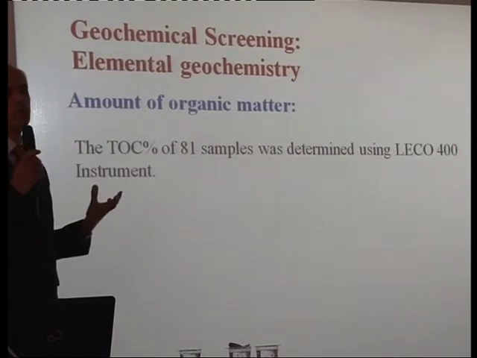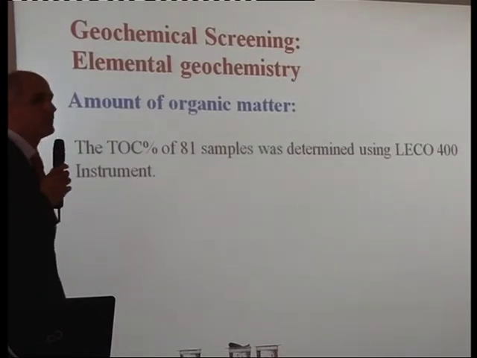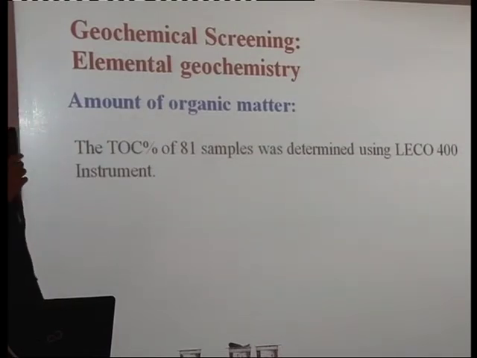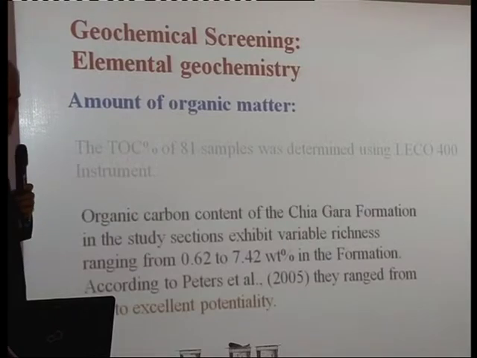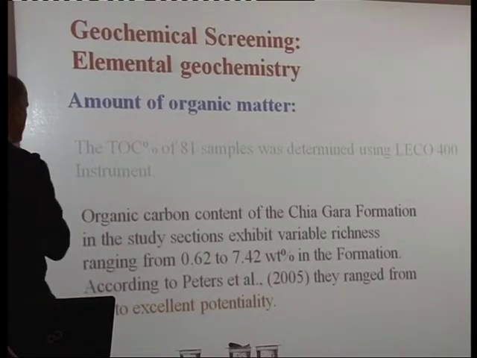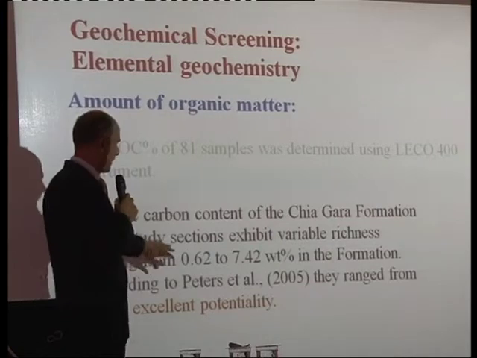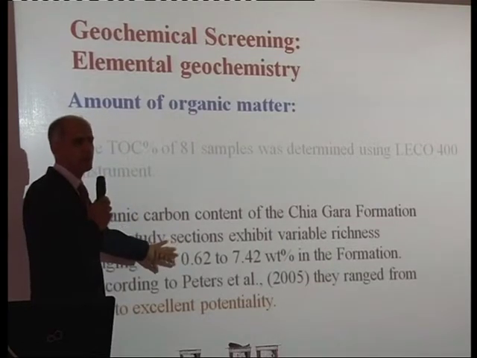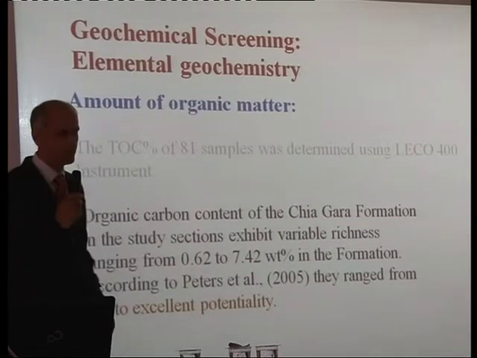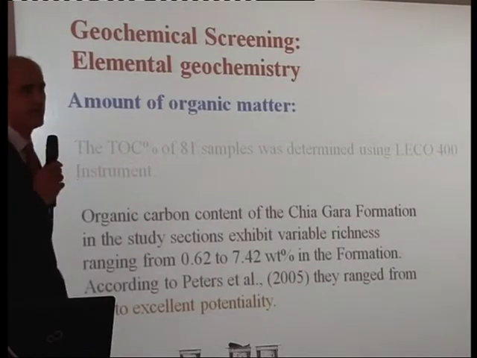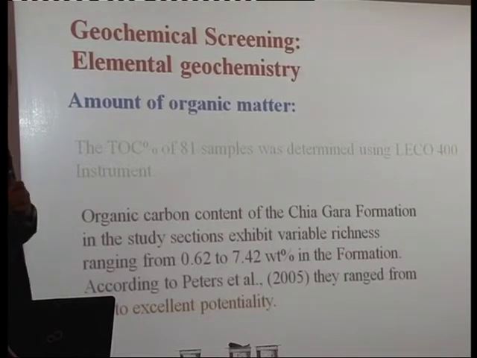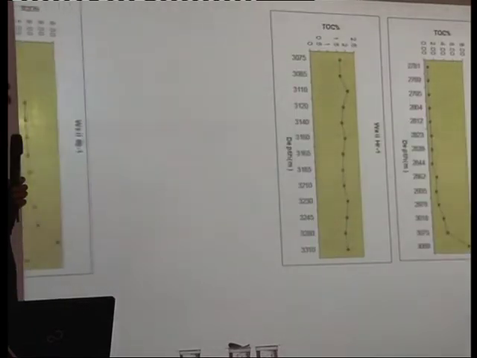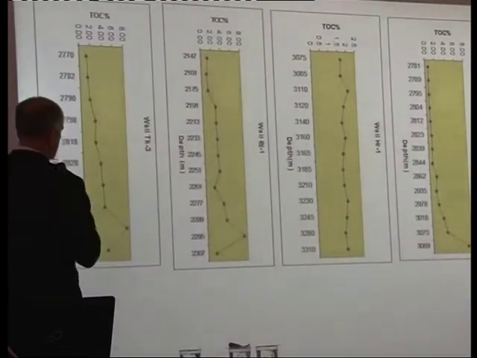The first thing to do is to determine the total organic carbon of each sample by LECO 400 instrument. For organic content, the results for total organic carbon are about 0.6 to 7.4 weight percentage from different areas or sections. So the potentiality we have is fair to excellent. The total organic carbon can also be used in these sections.